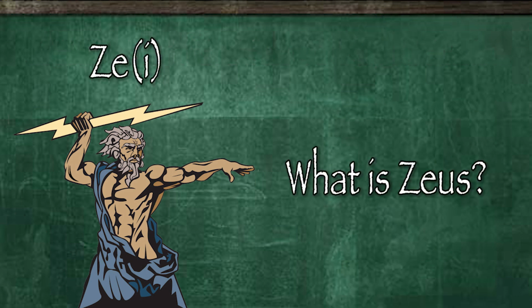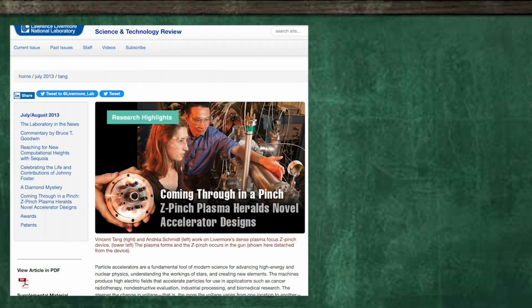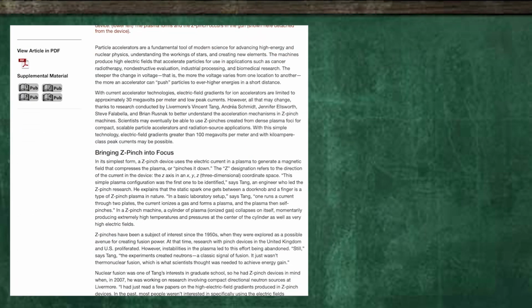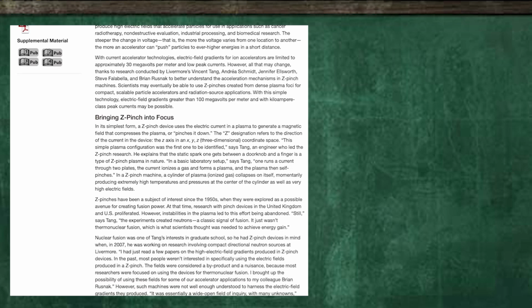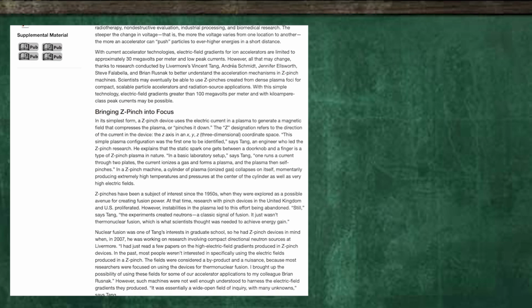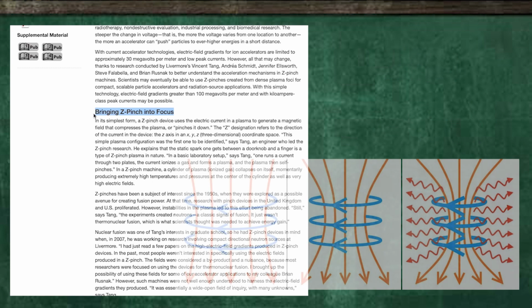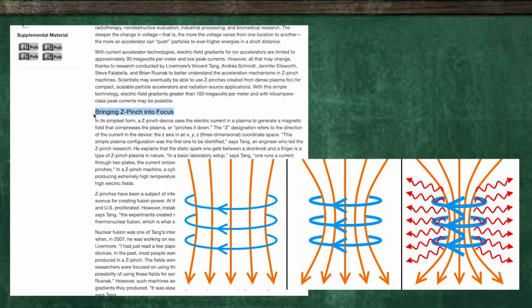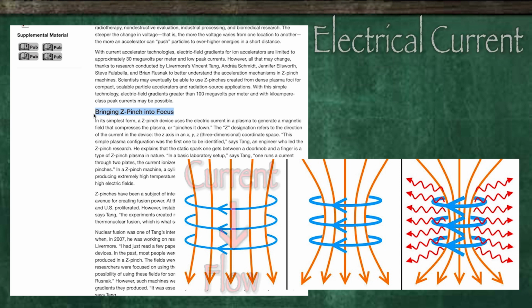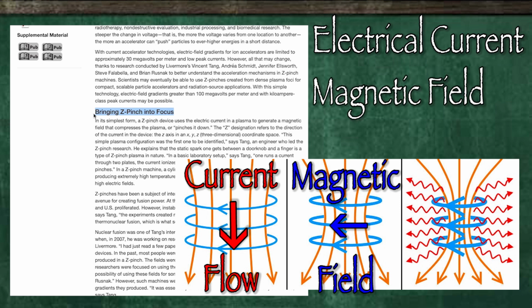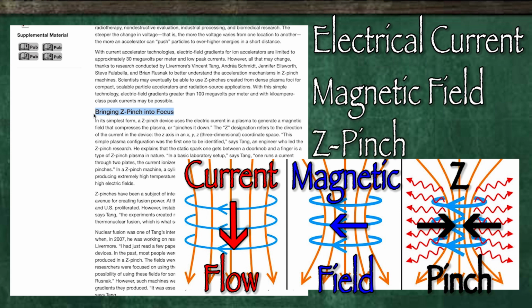But what is Zeus? An article from the Lawrence Livermore Labs gives us a nice tidy explanation in their article, Coming Through in a Pinch, because all indications are that the Zeus character of mythology is a Z pinch, sometimes called a Z pinch or a 0 point, and they have a machine that creates the Z pinch so it can be studied. Quote, in its simplest form, a Z pinch device uses the electrical current in a plasma to generate a magnetic field that compresses the plasma, or pinches it down.